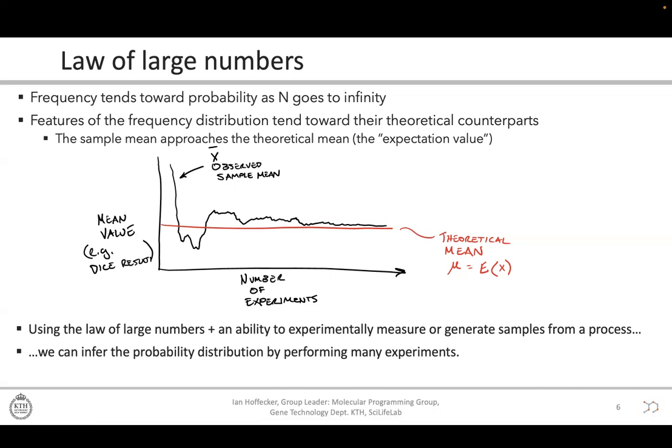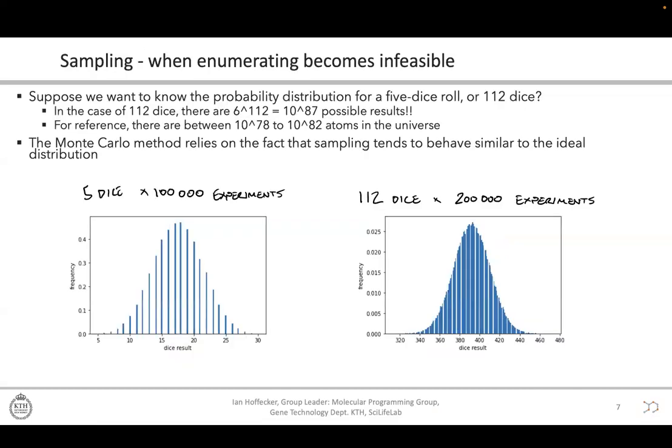And what it gives us is a very useful tool, which is that even if we do not know the shape of the ideal probability distribution, we can use experiments to get a lot of information about it. And a good example of why you would want to do this is, so in the case of the 2 dice throw, we were able to enumerate all 36 possible results that you could get.